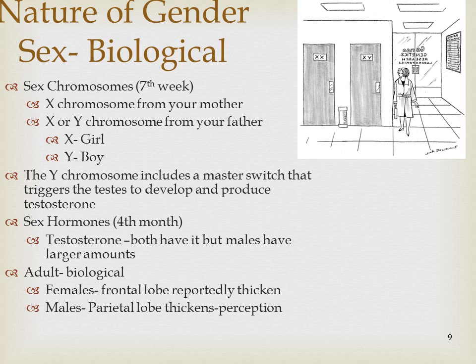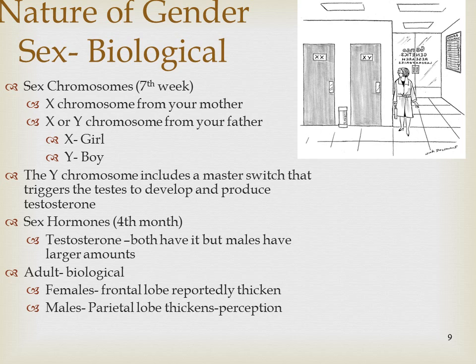The Y chromosome includes a master switch that triggers the testes to develop and produce testosterone, usually around the 4th month. Both girls and boys have testosterone, but a huge surge of testosterone is going to happen around the 4th month if it's going to develop a boy.